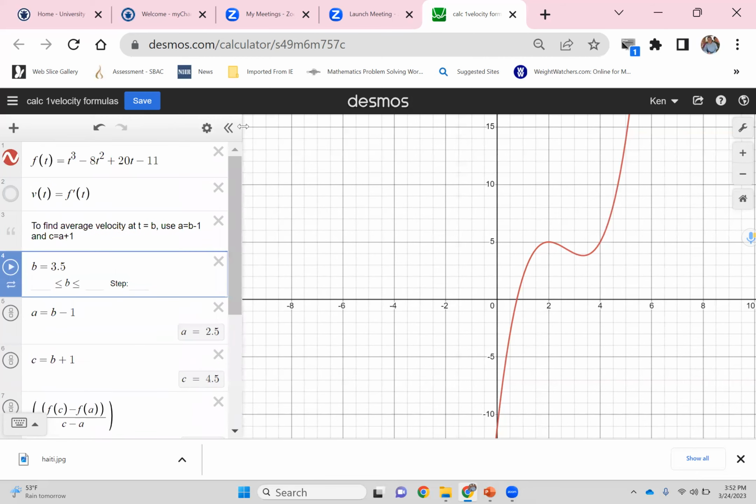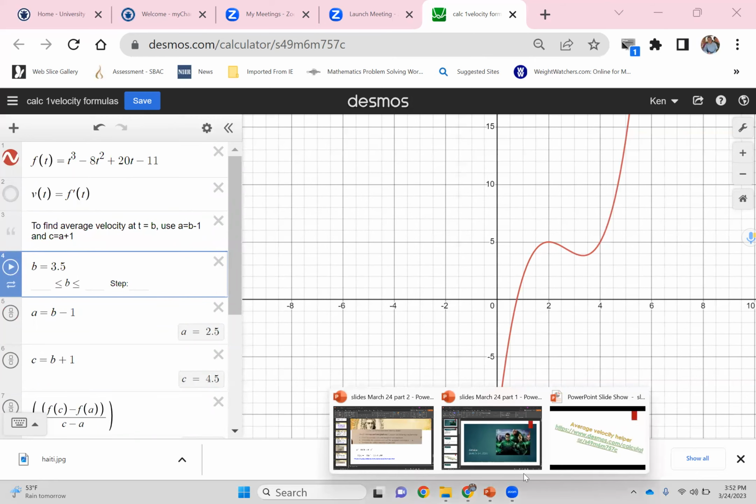So that's how we use this really cool and handy dandy Desmos tool. I hope you learned it. Let's go back to our slides.